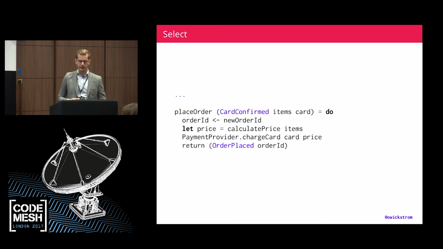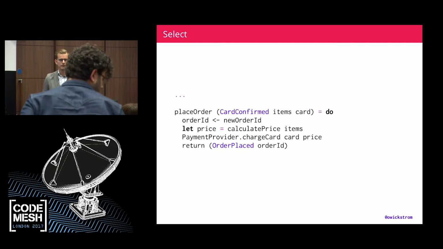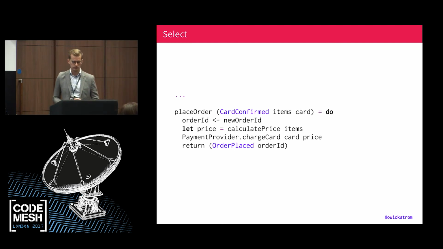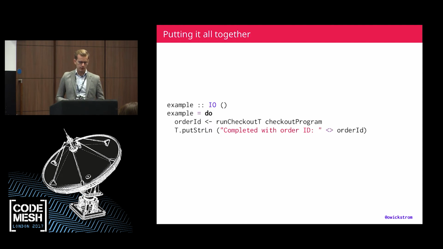Place order generates an order ID. It calculates some price and charges the cart. Finally, returning the terminal state. So here we do some side effects. We run this abstract checkout program using runCheckoutT, and we end up in IO. And yeah, just print something. We could write other instances for testing that won't charge customer cards.